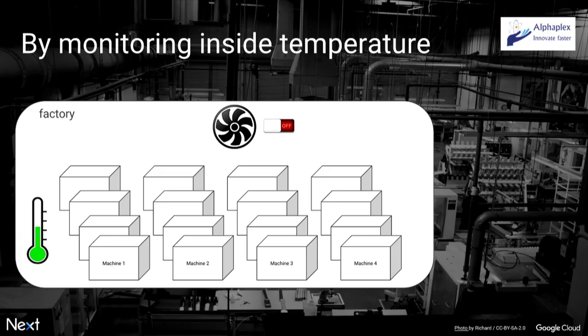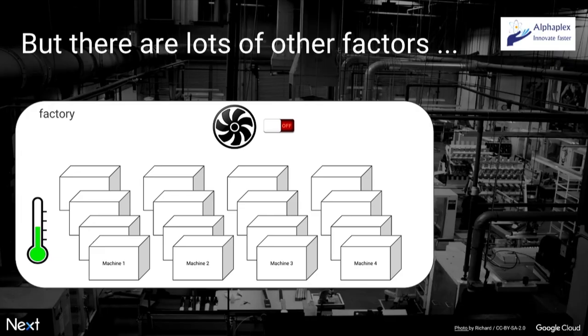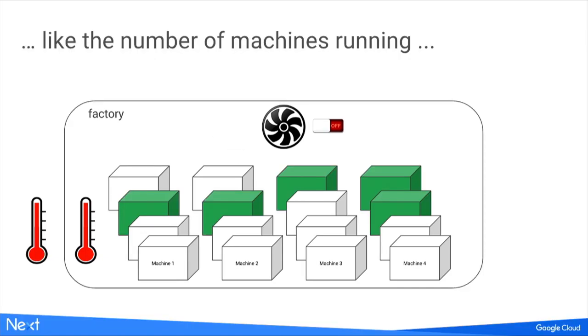Why is it more complicated? Because we can monitor the inside temperature, we can monitor the outside temperature, but there are other complicating factors. Which machines are running? How many machines are running? What are the machines doing and how much are they heating things up? How many people are in the factory? All of these things make applying that heuristic, that rule that we had, really hard to do.